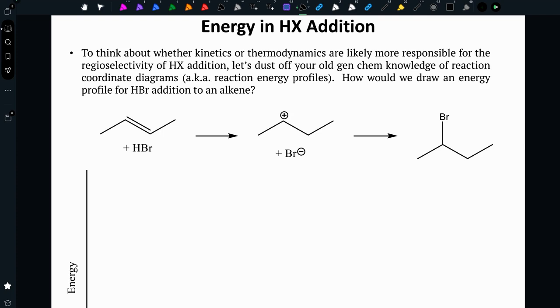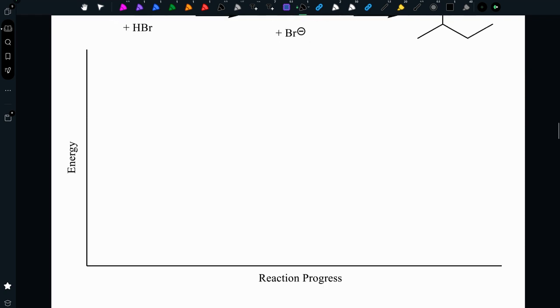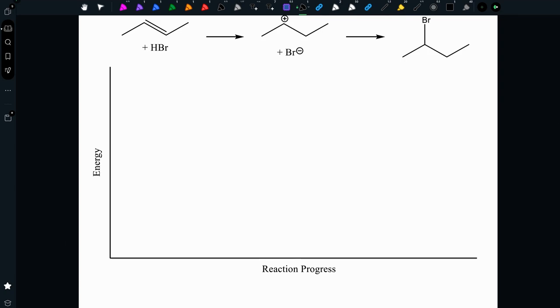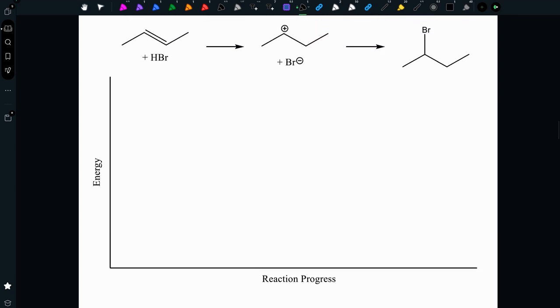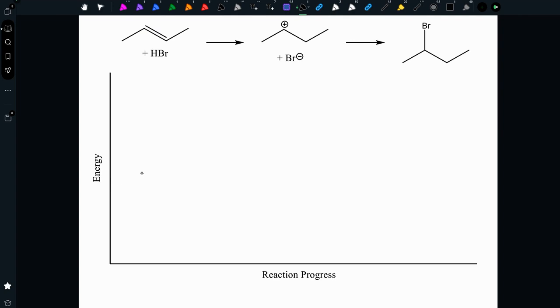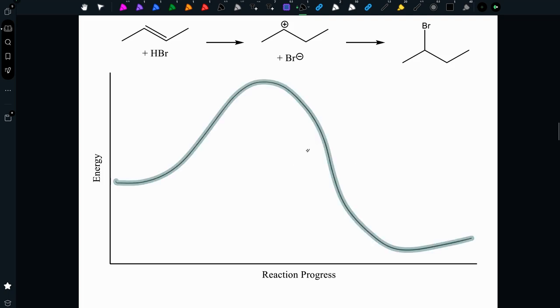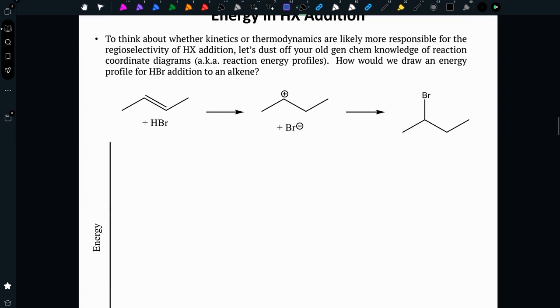So to think about that, let's draw ourselves what we call an energy profile for this reaction. Remember, energy profiles are these diagrams where you have energy on the y-axis, you have reaction progress on the x-axis, and you're saying as the reaction occurs, this is what happens in terms of energy. Generally, they look like this. They've got a hill in the middle, and then they've got the reactants and products on the two ends. So when we think about this addition of HX, we know that this carbocation is a very high energy intermediate.